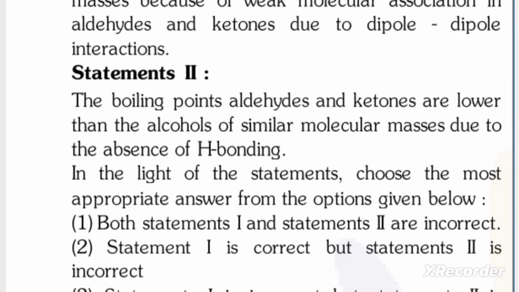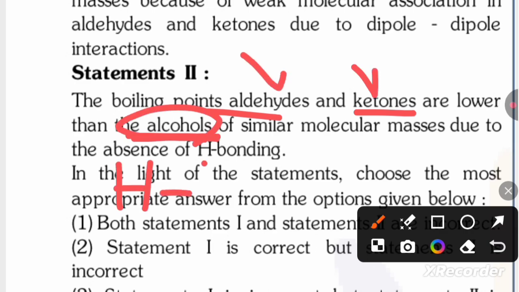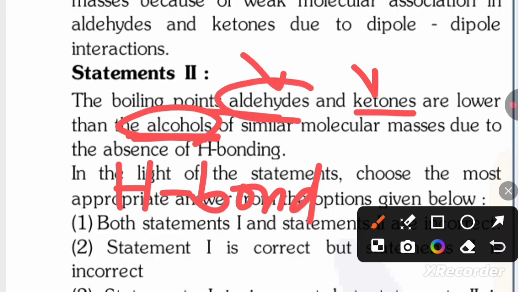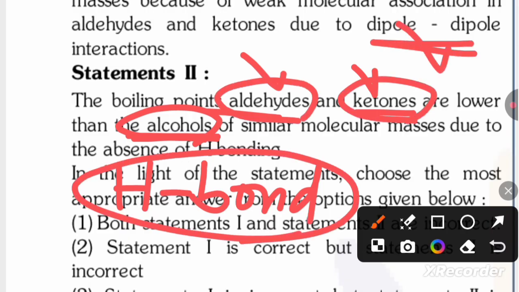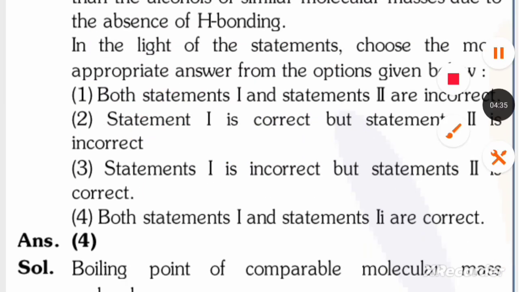Let us go to statement 2. The boiling points of aldehydes and ketones are lower than alcohols. This is because in alcohols we find hydrogen bonding, whereas in aldehydes and ketones we find dipole-dipole interactions. Compared to dipole-dipole interaction, hydrogen bonds are stronger. That's why alcohols have higher boiling points and aldehydes and ketones have lower boiling points. So in this case, statement 1 and statement 2 both are correct.